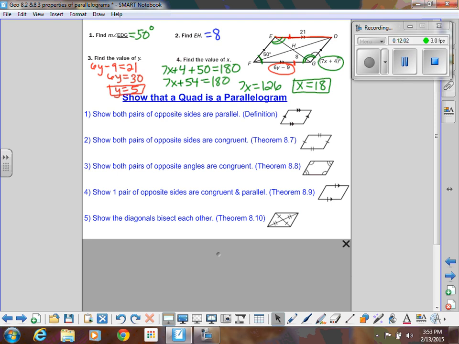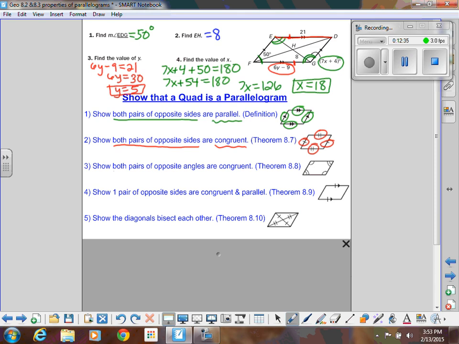So we can use the definition. If we know that both pairs of opposite sides are parallel, then we know it's a parallelogram. That's just the definition. But we could also say if both pairs of opposite sides are congruent, then we also know it's a parallelogram. So they don't have to have it marked parallel. They could have just opposite sides are congruent, and we know it's a parallelogram.